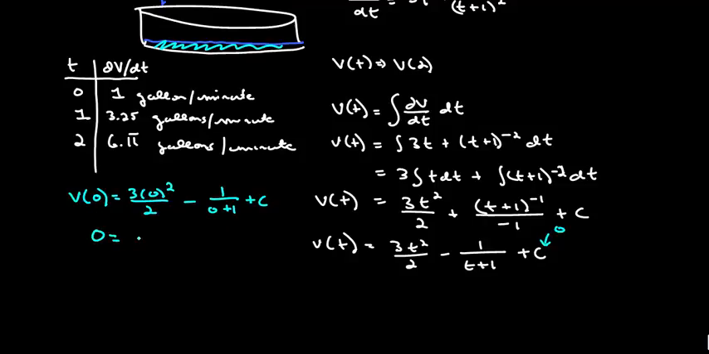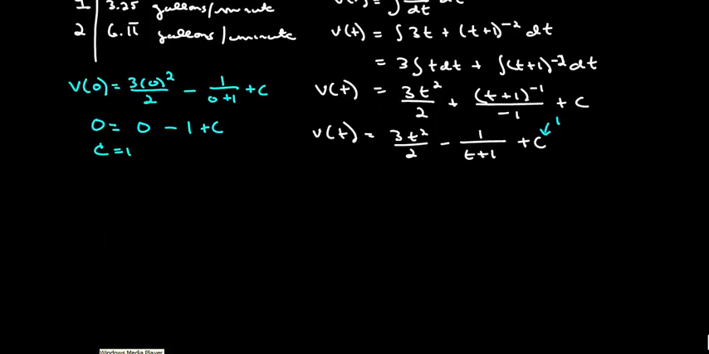So 0 has to be equal to 0 minus, well, let's see here. We're going to have to make a correction here. Minus 1 plus c. Okay, so if we do the computation there, then our c value has to be, I was wrong, positive 1 to make this balance out. So c is equal to 1. Okay, so what do we have for a volume function? Volume as a function of time is equal to 3t squared over 2 minus 1 over (t plus 1) plus our constant of 1.